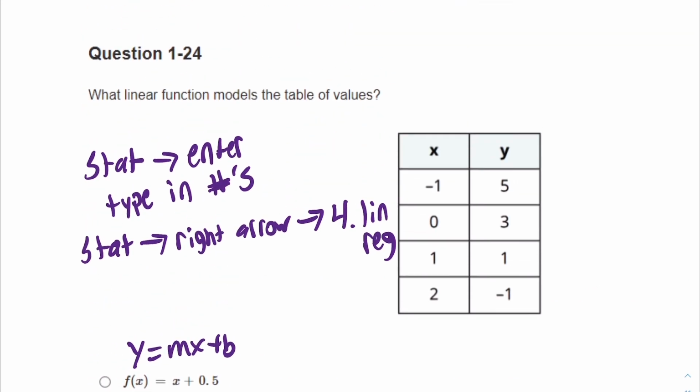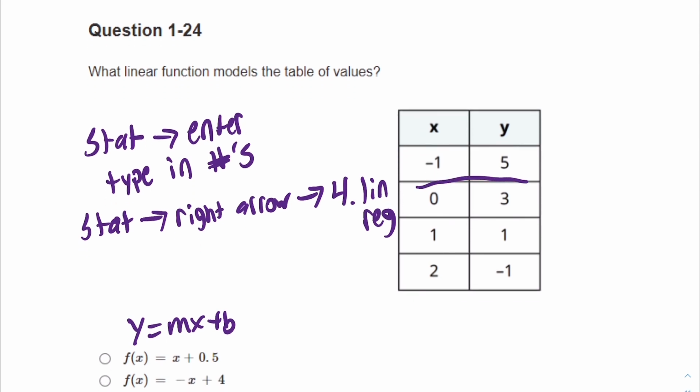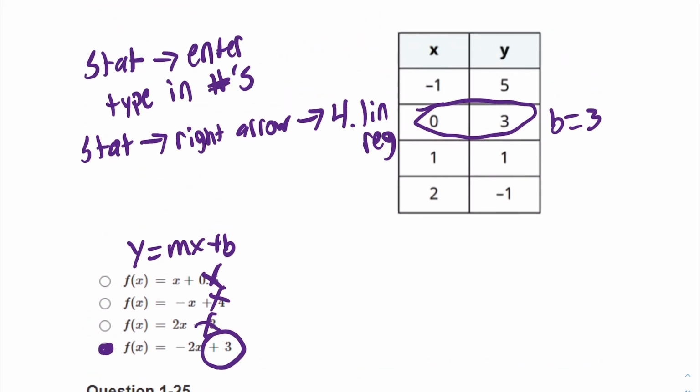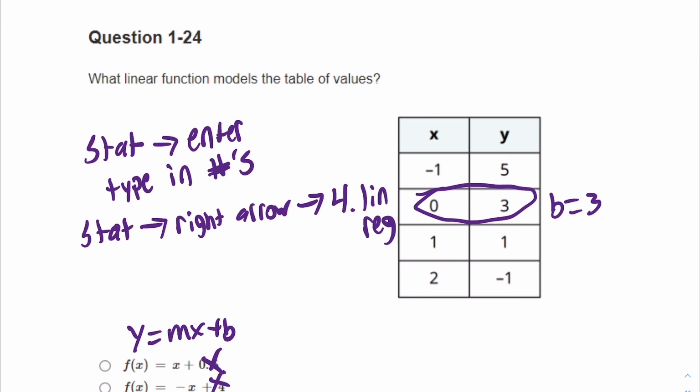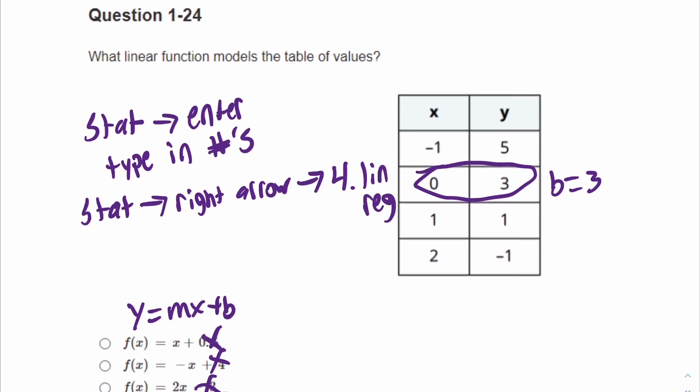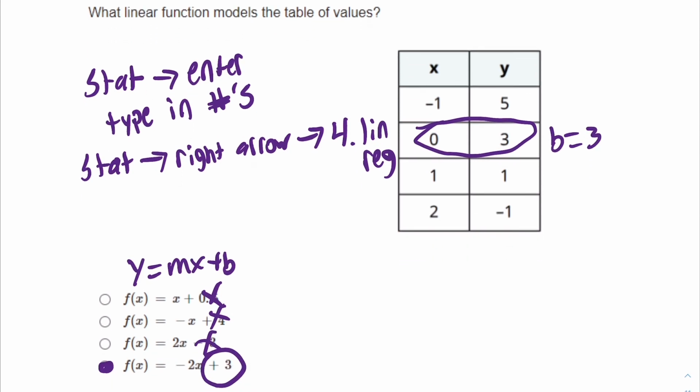There was a big hint that would tell you that it's answer choice D right away, and it's this number right here. 0, 3 means b equals 3, and there was only one answer choice that had b equals 3. Since you all probably haven't practiced enough to remember all this stuff, I would rather you just use the calculator to give you the equation easily.